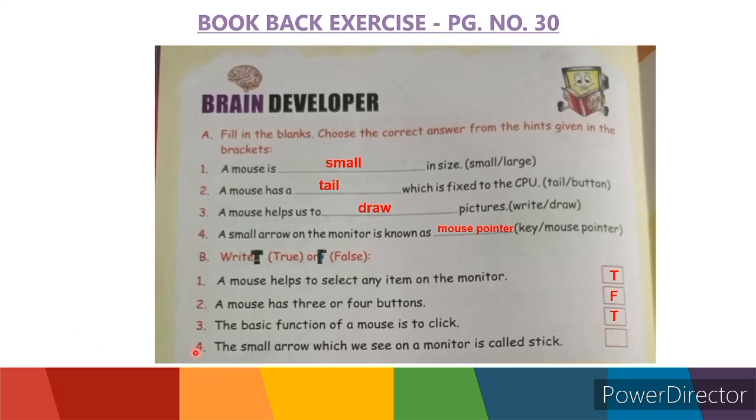Then the fourth one, the small arrow which we see on a monitor is called stick. Yes. What is the name of that arrow? We call it as mouse pointer, isn't it? So it is not called as stick, right? So here the statement is false. Okay. So you all complete this book back exercise, children. Very good.